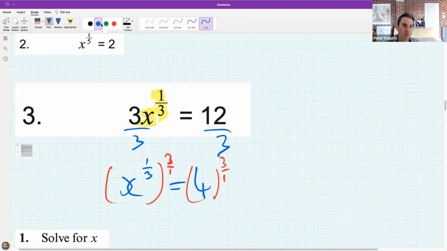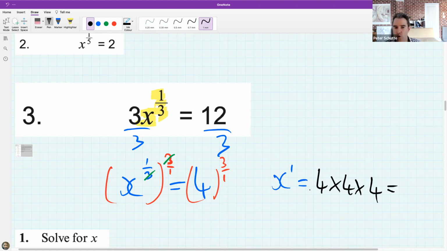Okay, and then x to the power 1 is equal to 2 to the power of 2 times 3 over 1. So these are going to cancel. So you get x to the 1, and then what's on the right-hand side? It's 4 to the power 3 over 1. So it's 2 to the power 2 times 3 over 1. Or you could just say 4 times 4 times 4. All works, and we get 64.